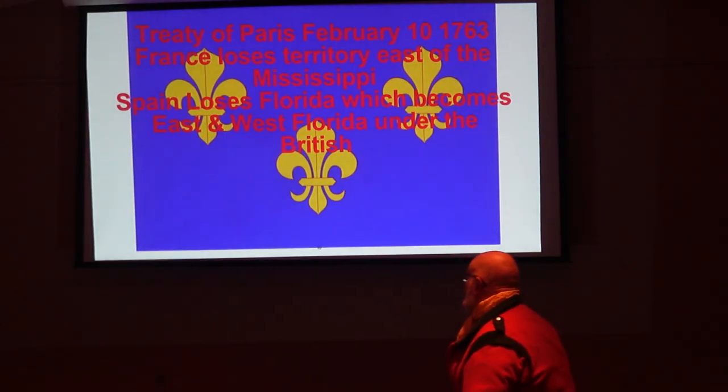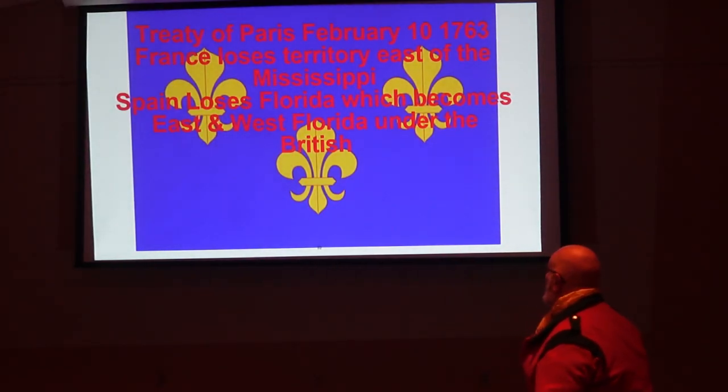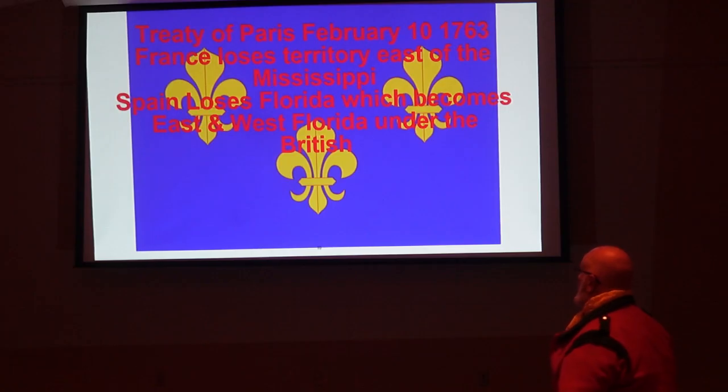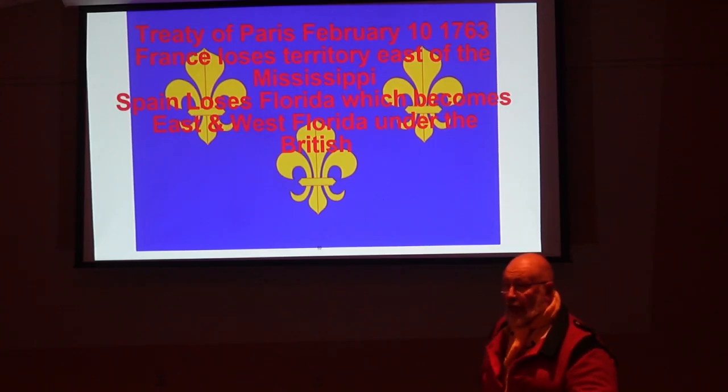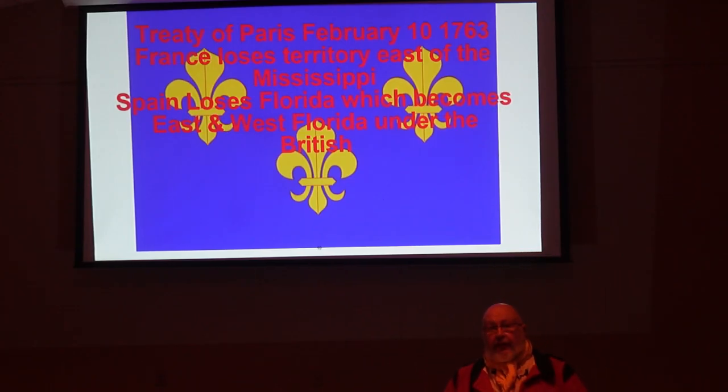The Treaty of Paris is signed February 10, 1763. France loses territory east of the Mississippi. Spain loses Florida, which becomes British East and West Florida. This is going to be important because at that time, Florida stretched all the way from the Atlantic coast to the Mississippi.